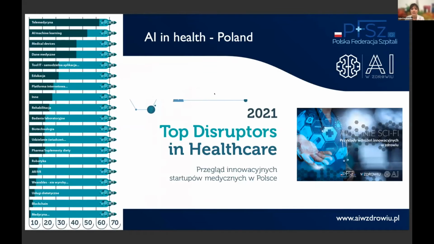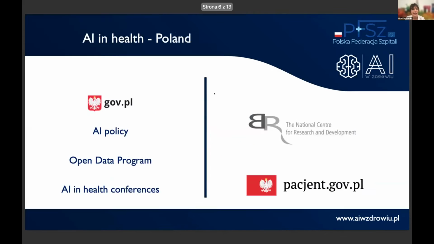When it comes to Poland, AI in healthcare is right now very popular. We have the Top Disruptors in Healthcare report that shows us what our medical startups are working on. And actually the 3rd edition will be published in 2 months, but we can see now that the most important solution that startups are working on is artificial intelligence. And we created some reports about AI algorithms that are implemented in Polish hospitals right now.